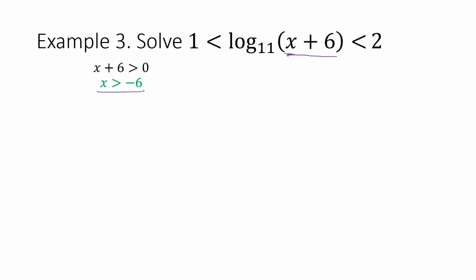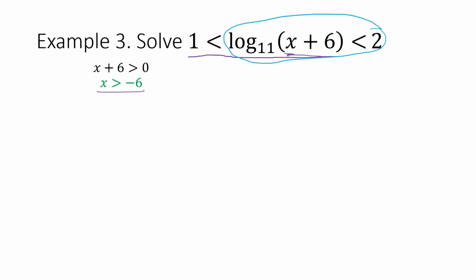Next, another thing we should consider is the property of logarithmic inequality. Okay, we will form here two logarithmic inequalities. This will be the first, and the second is this.